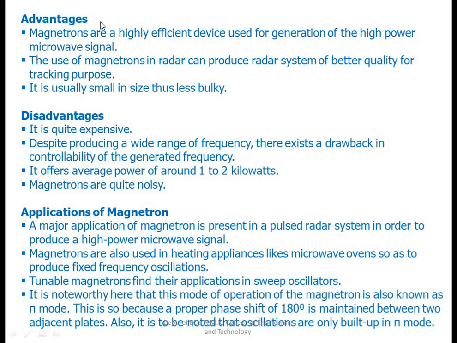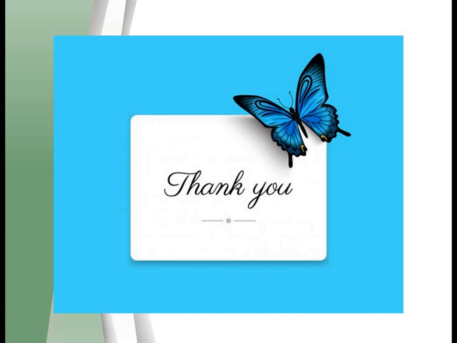And these are the advantages and drawbacks of the magnetron oscillator as well as the applications. We know that the familiar applications of the magnetron are in pulsed radar systems, microwave ovens, and sweep oscillators, right? So these are the various applications of magnetron oscillators. So with this we will wind up today's class. Thank you.